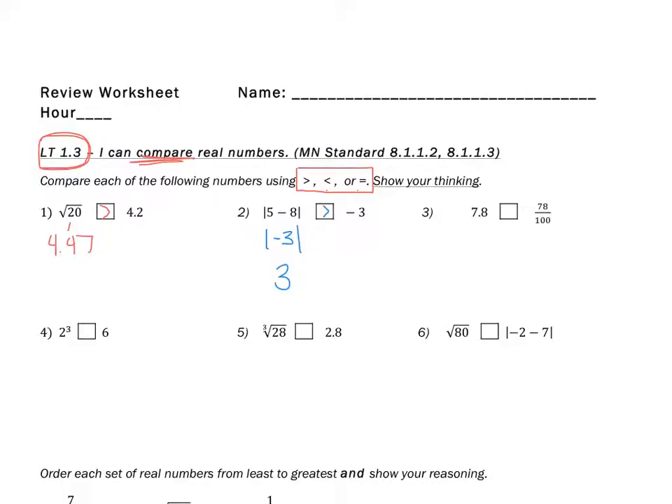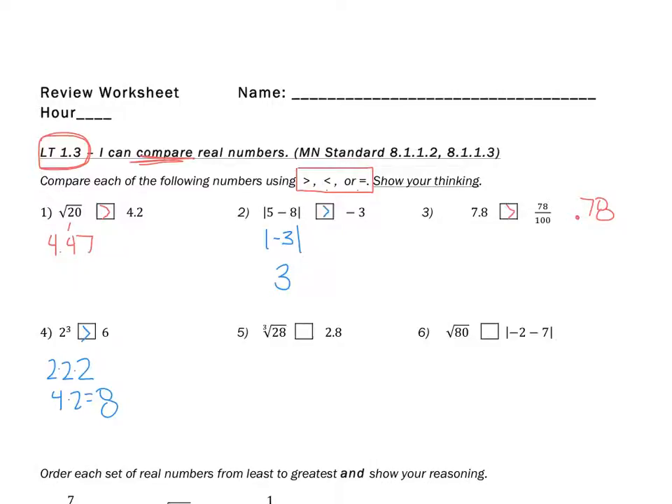7.8 and 78/100ths. Read it as a decimal. 78/100ths is 0.78. So 7.8 will be greater than 78/100ths. Number 4, we have exponents here, 2 to the third power. If you wanted to rewrite that, that's like saying 2 times 2 times 2, which is 4 times 2, which is 8. 8 is greater than 6, so 2 to the third is greater than.